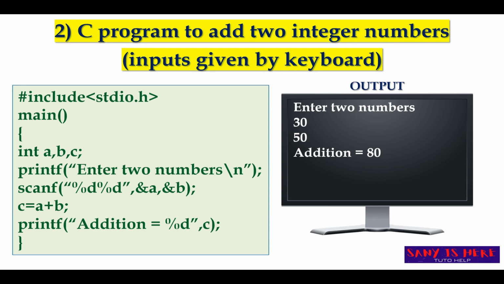Got it? This is the second way of writing the addition of two numbers. Why we have used scanf here? Scanf means it reads the data from the keyboard, but in the earlier program we have directly entered 50 and 30 as the values. Got it?